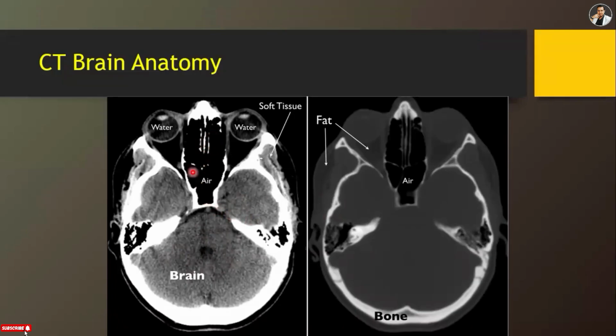So, the black signal comes from air, fat and water. And white signal comes from bone and then blood, contrast, any metal, etc. The intermediate signal is the soft tissue: the tissue of the brain, the tissue of organs like the liver, stomach, spleen, etc. From these soft tissues, we get the intermediate signal.